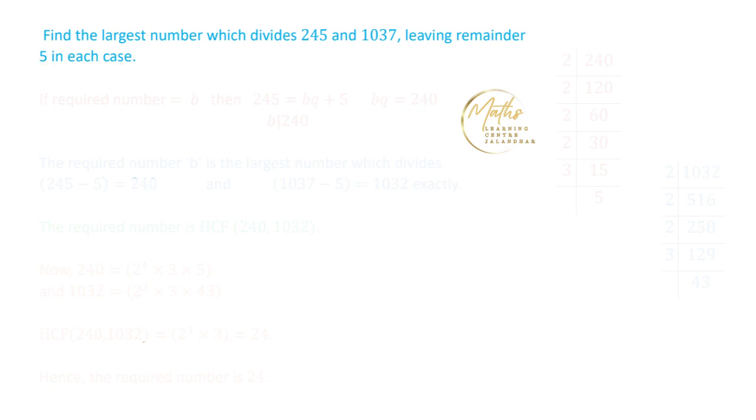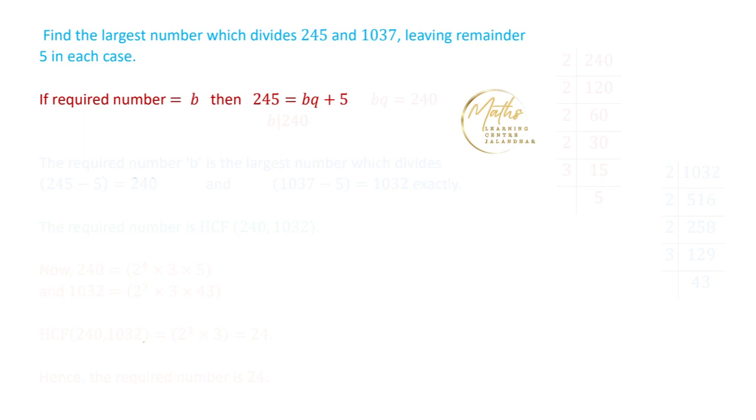So let us suppose that the number we are finding, the required number, is B. What is given to us is that when this B is divided by 245, we are left with remainder 5. It means by Euclid's division lemma, we have 245 equals BQ plus 5, where there is some quotient Q and the remainder we are left with is 5.